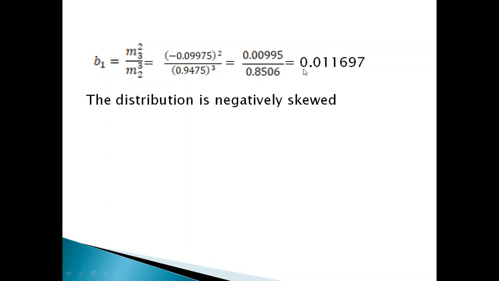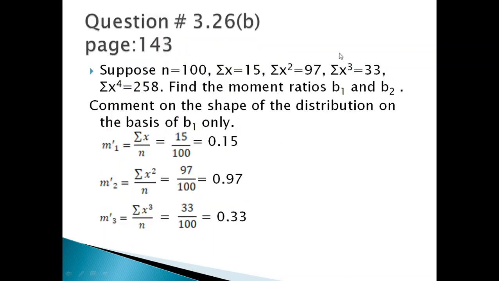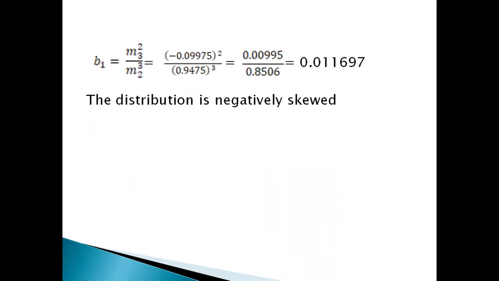Why? Because the distribution is here positively skewed because it is greater than 0. So here this is a misprint. So the distribution is positively skewed.